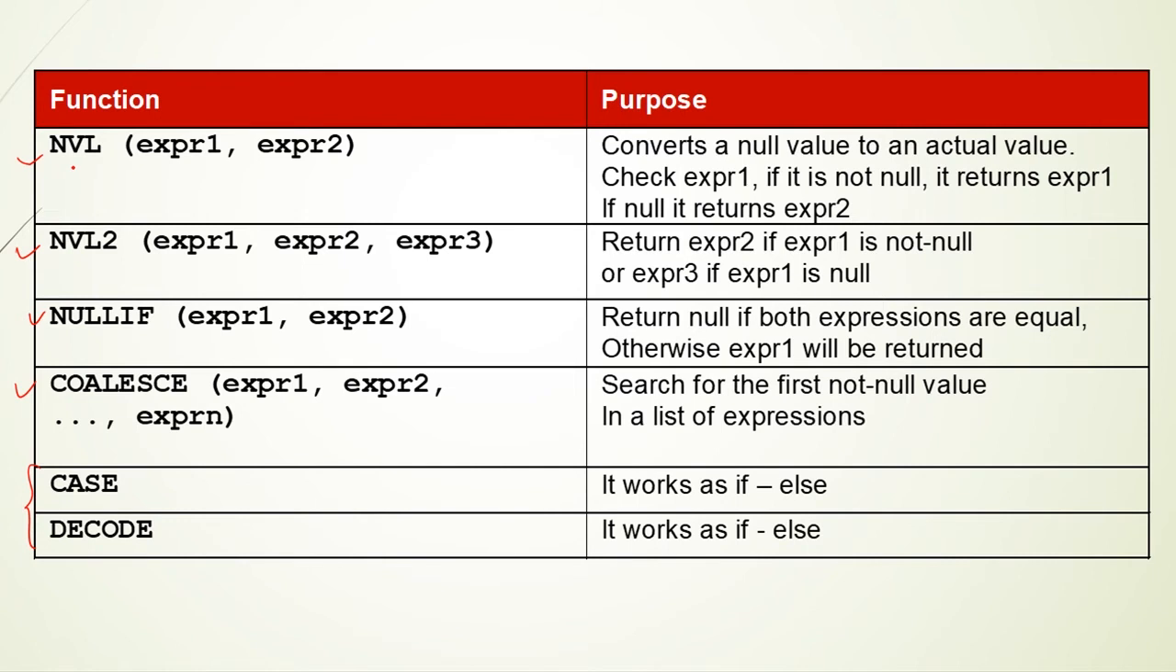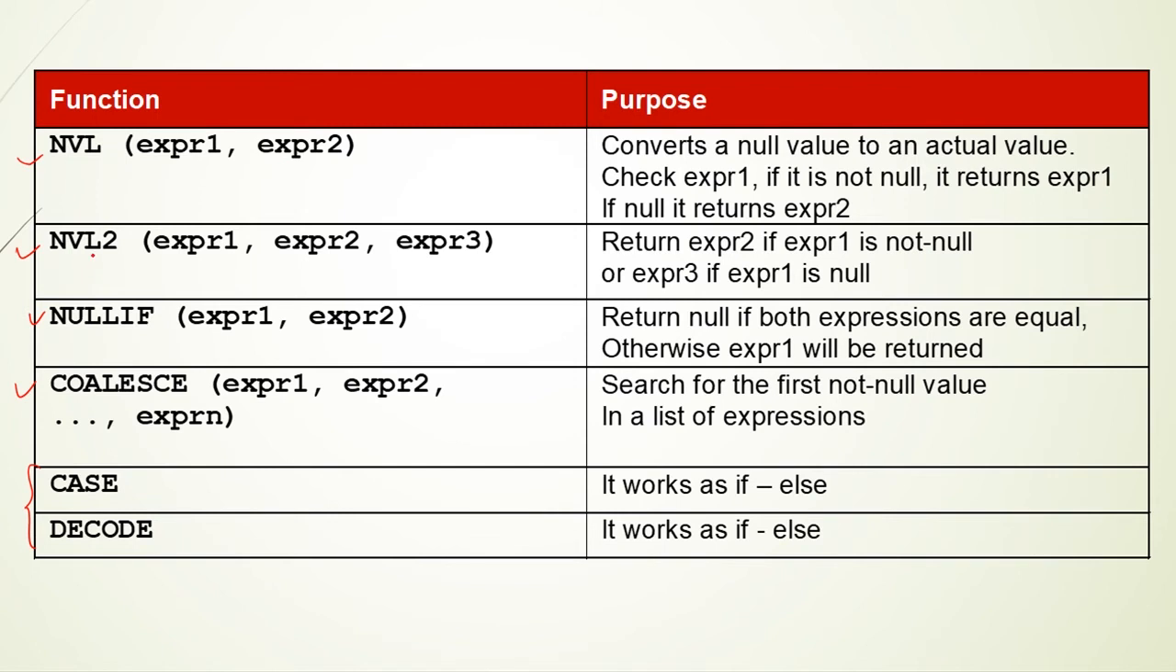The first function, which is no value or NVL function, accepts two arguments, expression 1 and expression 2. It checks expression 1. If expression 1 is not null, expression 1 will be returned. If expression 1 is null, expression 2 will be returned.